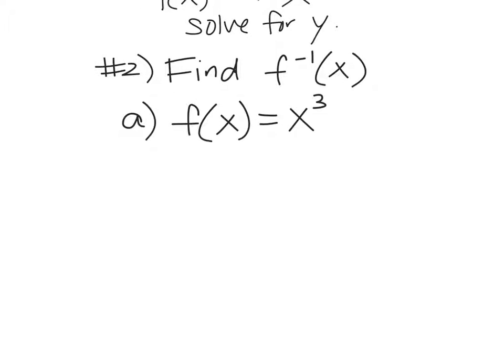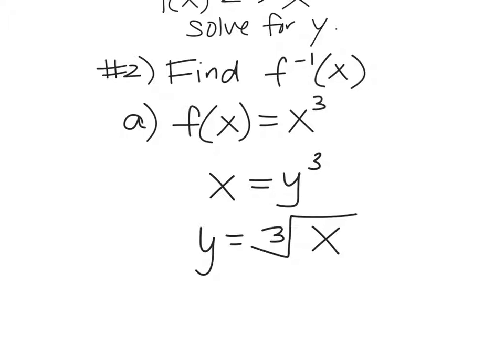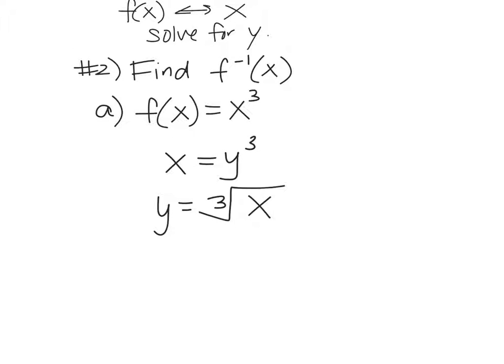Okay, find f inverse of x. So first thing you're going to do is you're going to switch x and y. Now if you're like, oh, there is no y. Well, f of x is y, so let's go ahead, we'll switch it. X equals y cubed. And now we need to solve for y. To solve for y, we're going to take the cube root, right? Both sides. So y equals the cube root of x. And that's it. Very simple.